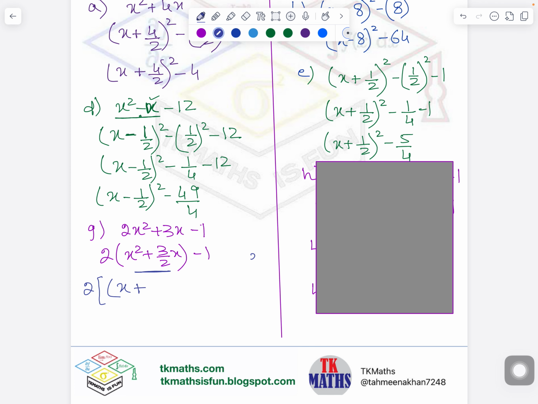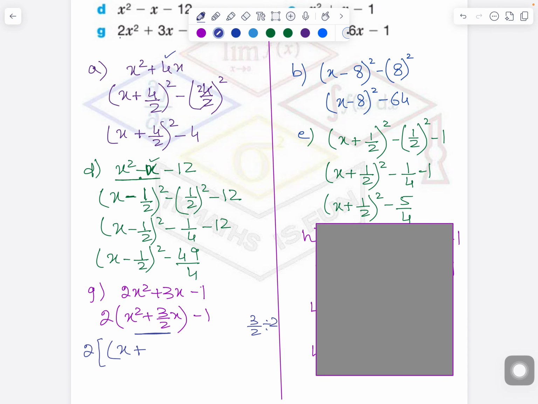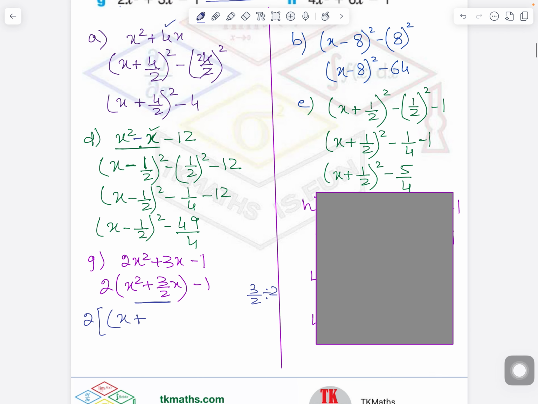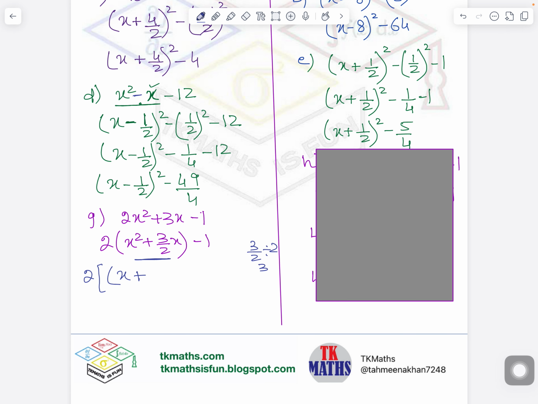Now what is 3 divided by 2 divided by 2? Because the coefficient of x is 3 upon 2 now. You see in the previous cases, the coefficient of x was 4, so we divided by 2. Here the coefficient of x was 1, so we divided by 2. So what you will do when the coefficient of x is 3 upon 2? When you divide it by 2, you will get 3 upon 4, right? So I will write here 3 upon 4 square. Same terms, you know, we subtract n square.